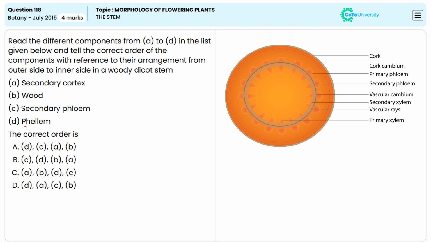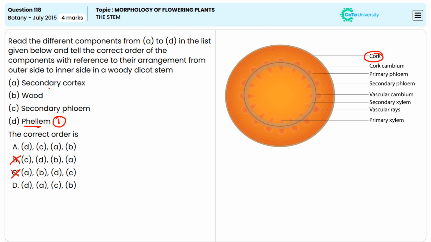First, let's mark phellem. Because phellem is the outermost layer, it's also known as cork, and it forms a part of periderm and provides protection to the stem. So that means phellem will come first in the order. So option B and C are incorrect.